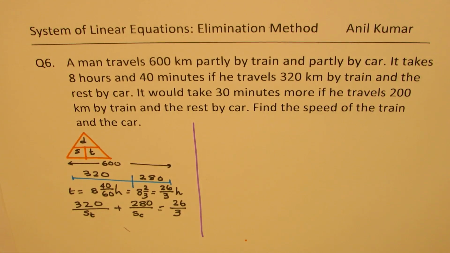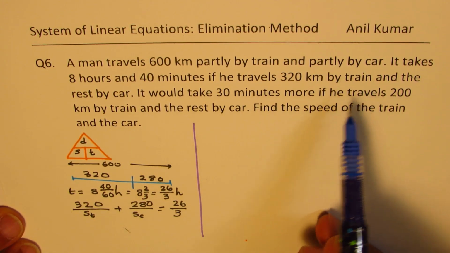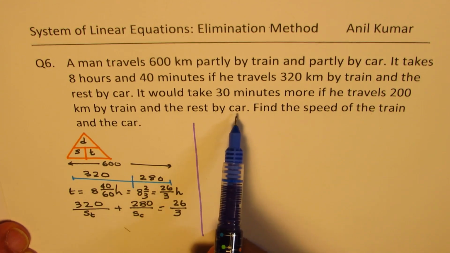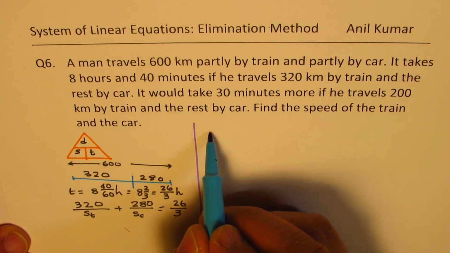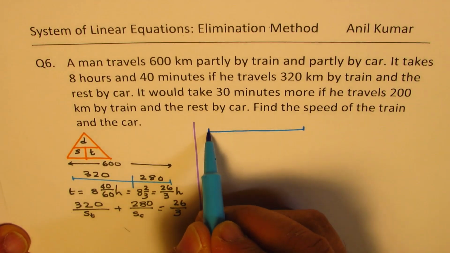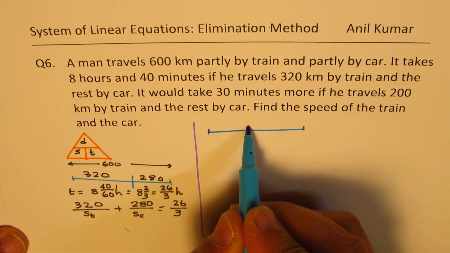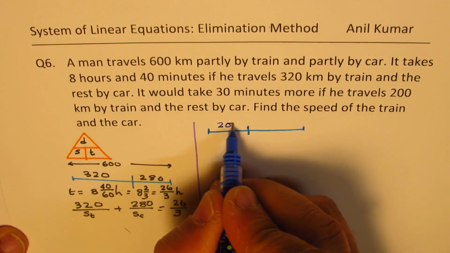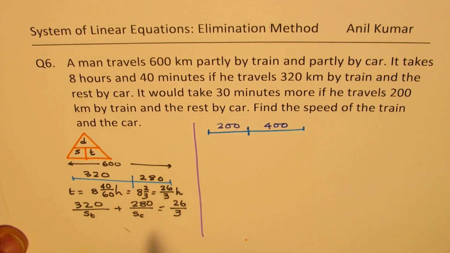Let me write down the second equation in a different ink. We now know that it would take 30 minutes more if he travels 200 kilometers by train and the rest by car. So in the second case, let's make it here. In this case, he travels 200 kilometers by train this time, and out of 600, 400 by car.